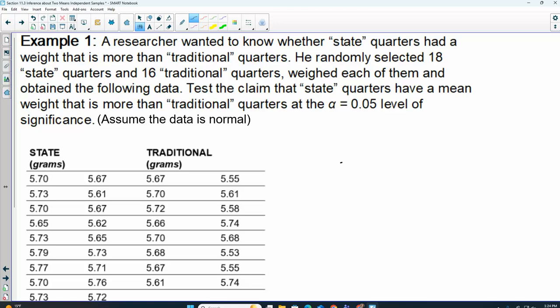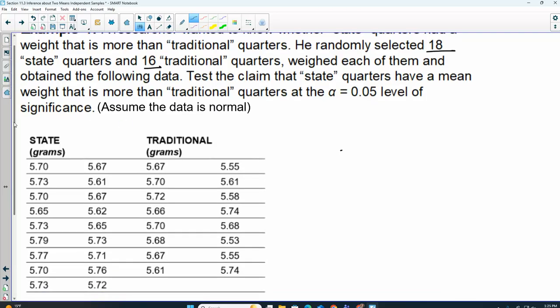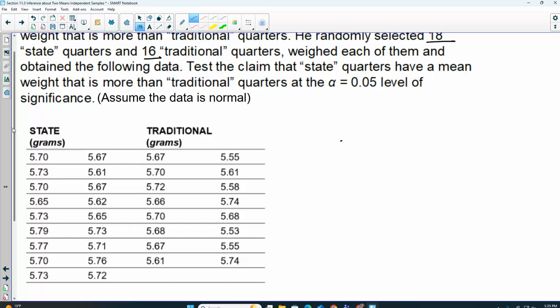A researcher wanted to know whether state quarters had a weight that was more than traditional quarters. He randomly selects 18 state quarters and 16 traditional quarters. As soon as I see that, is there any way it could be matched pairs? No. In order for this to be dependent, where I would look at the difference, somehow the sets would have to be linked. And that really wouldn't be possible here because it's not like there's a Missouri state quarter and a Missouri traditional quarter to link up. Test the claim that state quarters have a mean weight that is more than traditional quarters at 0.05 level. Assume the data is normal.